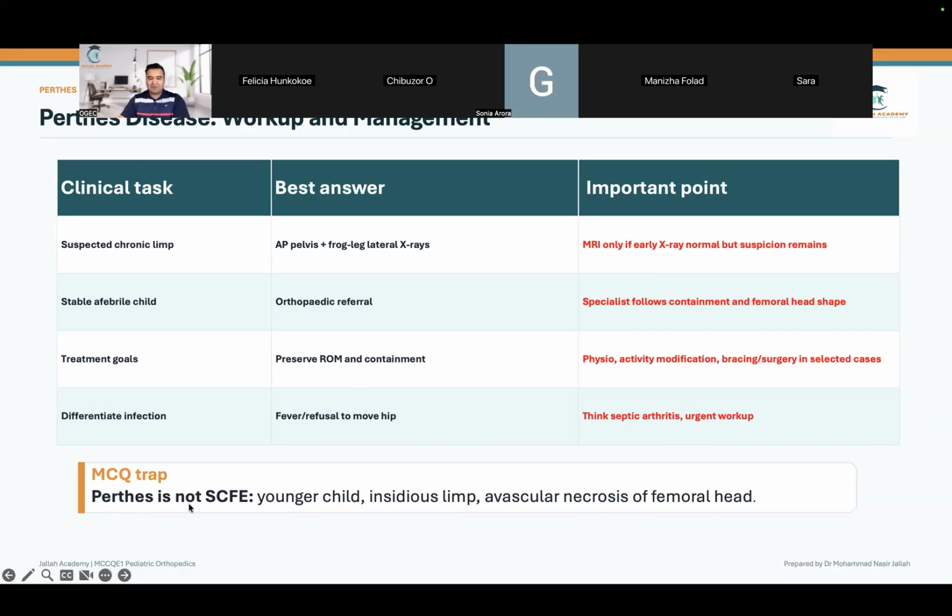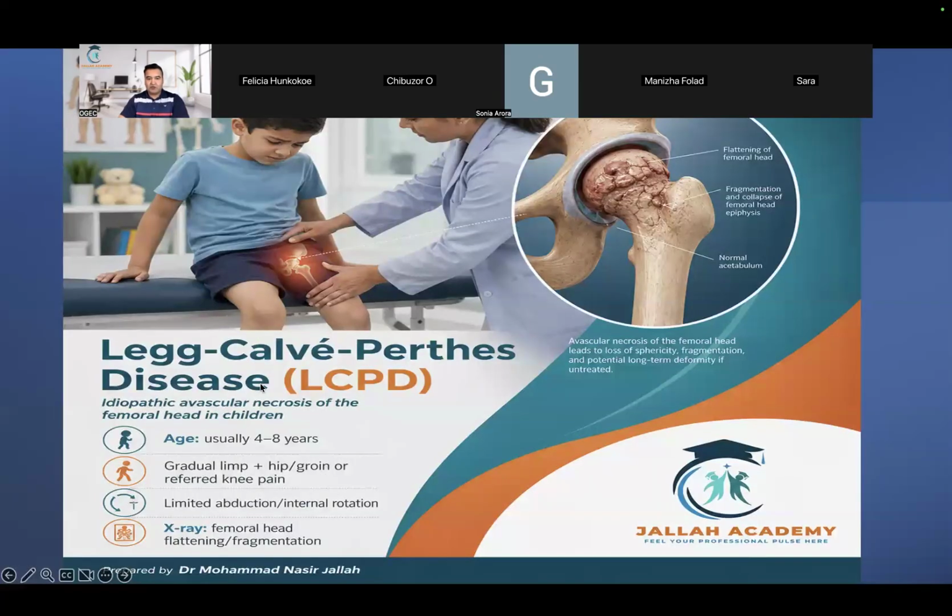So the MCQ on Perthes, not slipped capital femoral epiphysis: younger child, insidious limp, avascular necrosis of the femoral head. So for this one, it is idiopathic avascular necrosis of the femoral head in a child. Age, usually, if they want to test you, again, pay attention to the age. It will be male, 4 to 8, gradual limp and hip, groin referred pain, limited abduction, internal rotation. X-ray of the femoral head will show flattening and fragmentation.